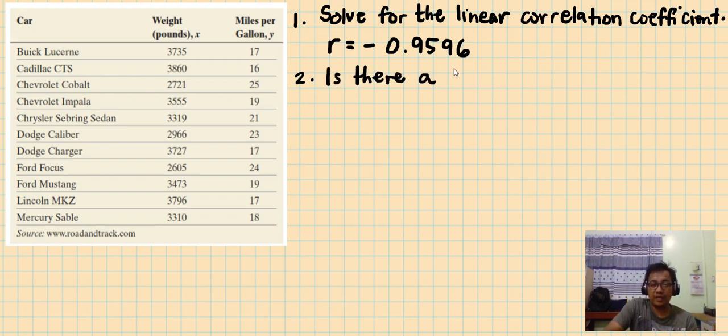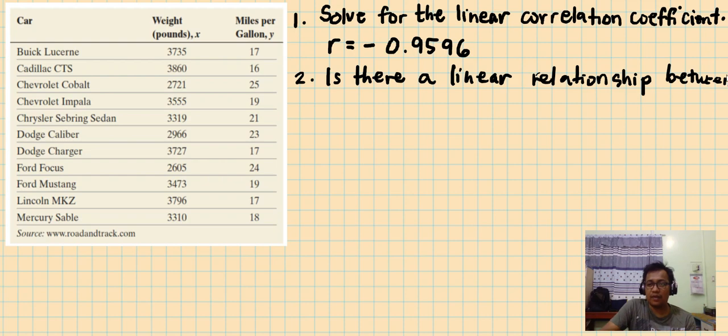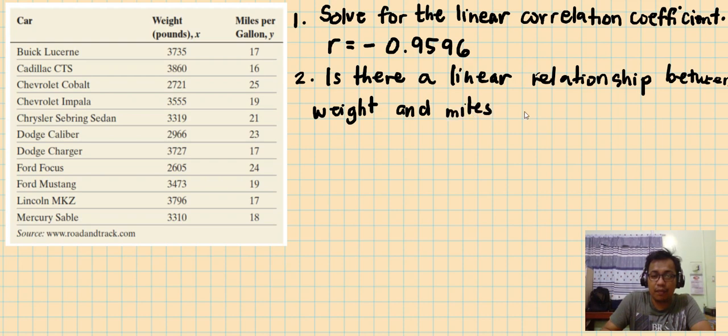So, the second question therefore is: is there a linear relationship between weight and miles per gallon? In order to answer this one, we need to compare our R computed to our R critical.